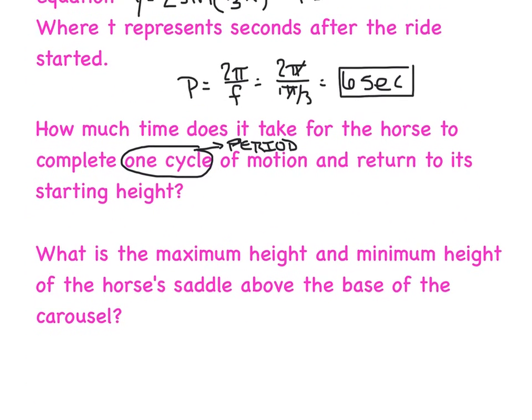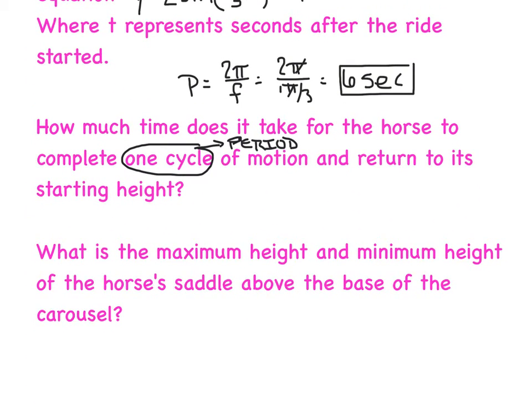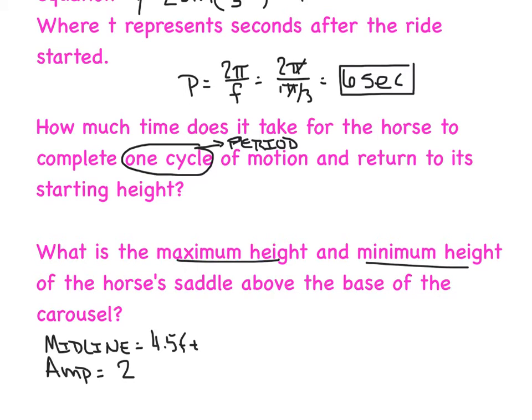What else do they want to know? Oh, what's the maximum height? And what's the minimum height? Well, what we know here is our midline is at 4.5, and we can assume that that's measured in feet here, 4.5 feet. And then on top of that, we're seeing the amplitude. The leading coefficient was a 2. So if you take your midline and you add your amplitude, that gives you your maximum height of 6.5. And if we take our midline and we subtract that amplitude, you'll get your minimum height of 2.5.